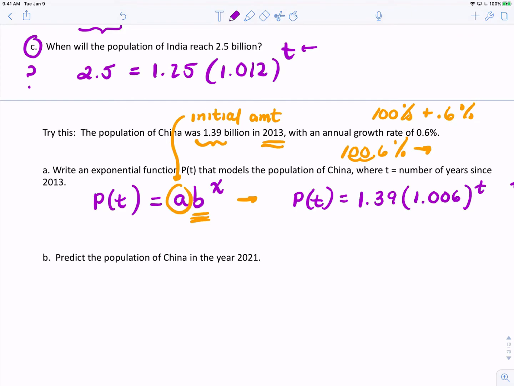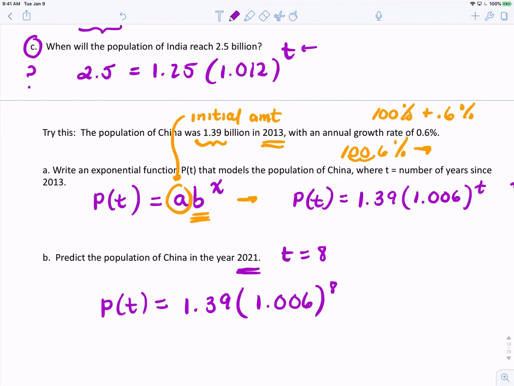So that's our function. To answer question B, the year 2021, if time starts in the year 2013, this would be 8 years later. So to answer question B, you have P of t is equal to 1.39 times 1.006 to the 8th power. So 1.39 times 1.006 raised to the 8th power would be 1.458. And again, the units are in billions of people.